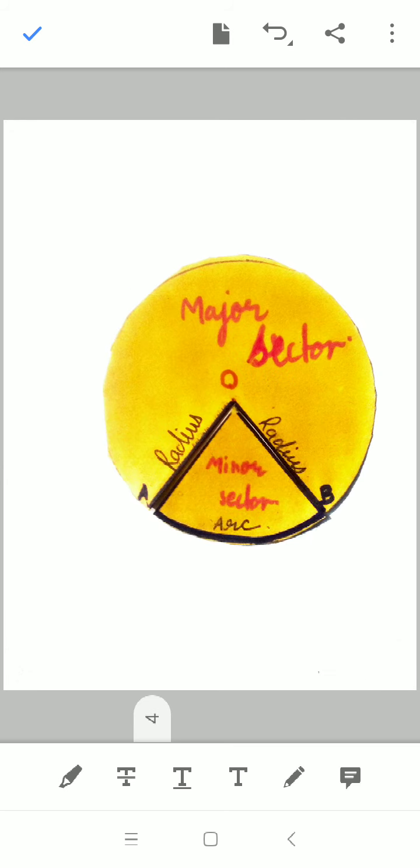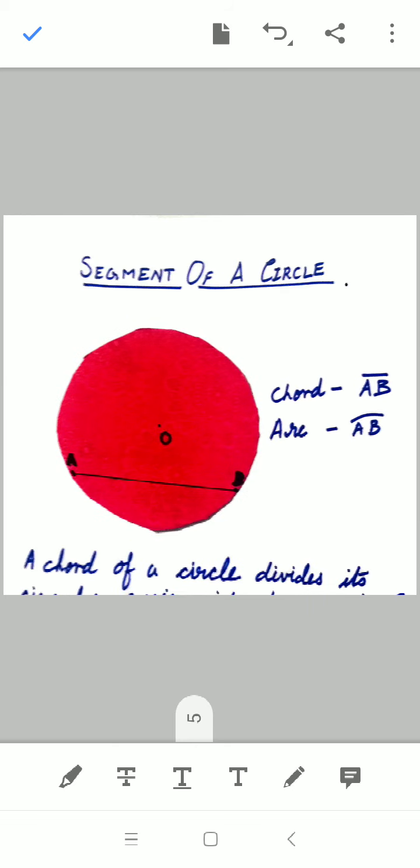So what is a sector? For a sector, it is essential that there should be an arc bounded by two radii. So that is called a sector. Now let us see about segment of a circle.